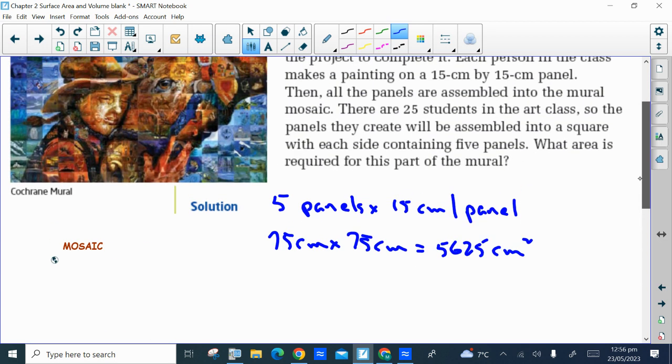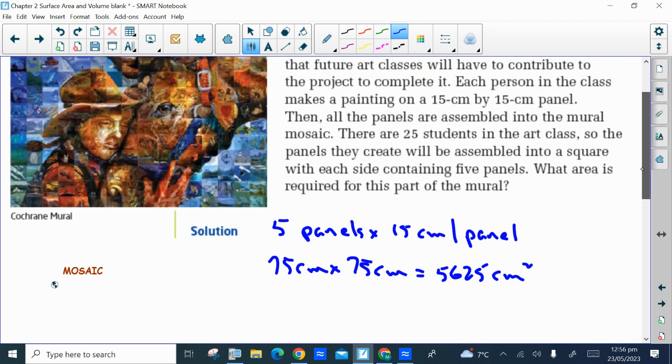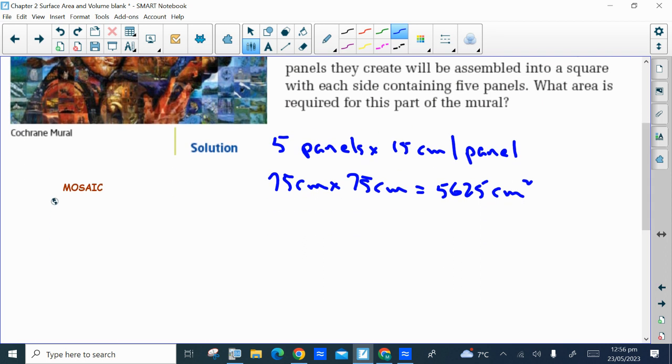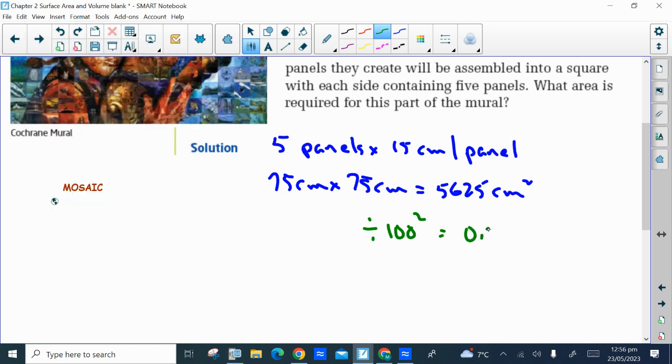If we wanted to convert it into square meters, to go from centimeters to meters, you would divide by 100. But if we want to go from centimeters squared to meters squared, we would have to divide by 100 squared. And that would convert it into square meters. So divide by 100 squared would be 0.5625 meters squared.